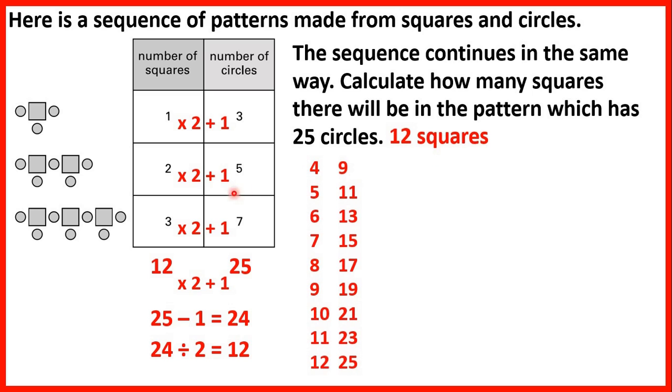Now for this question, we could just continue the sequence. So we can see that the number of squares is going up by 1 each time, and the number of circles going up by 2. So we could continue the pattern, and then we'd see that if we have 12 squares, we have 25 circles.